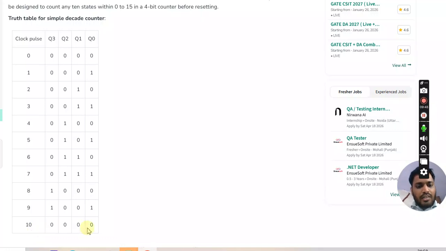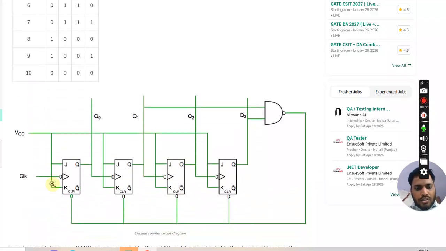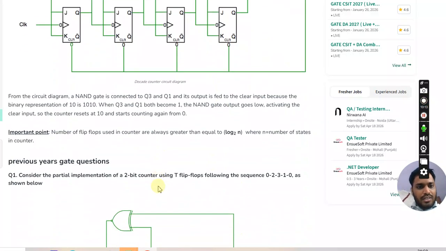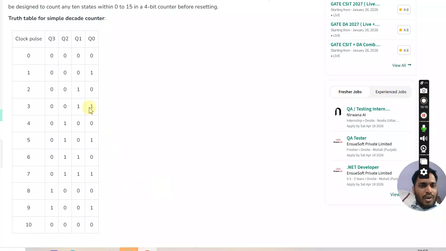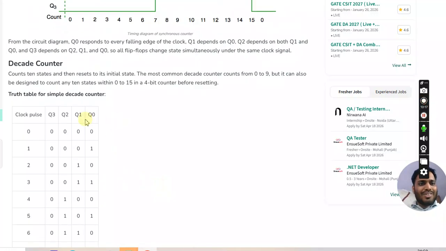So the next thing, 10, is not an actual clock pulse. It is just acting as a reset, because after the decade completes we have to reset the clock, and to reset we are using the clear signal. For this we need to get a 0 signal. This 0 is made through Q1 and Q3, and it is fed to this clear signal. So that is the decade counter. I hope you got all the different types of counters in this video.